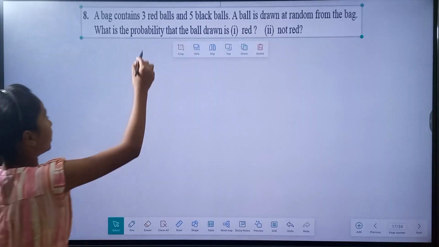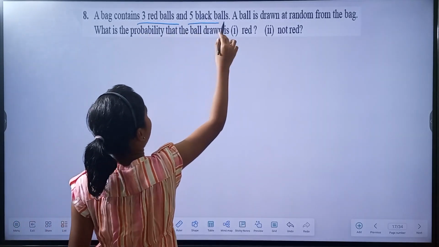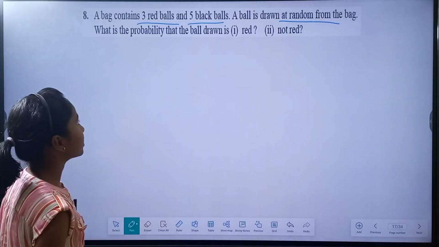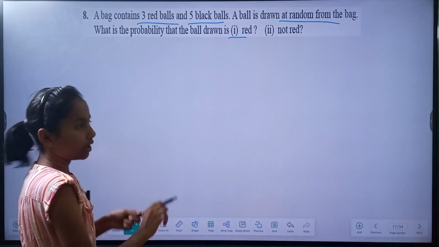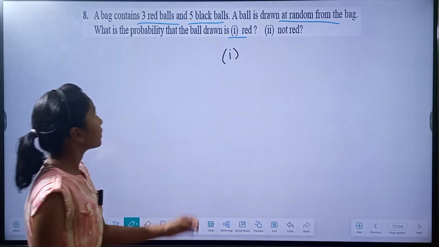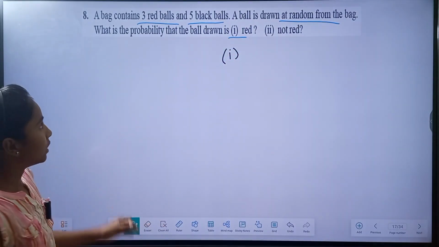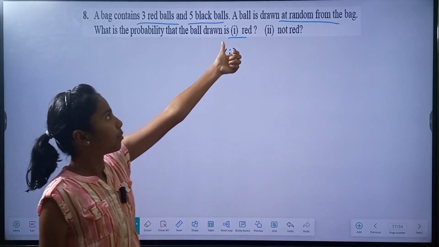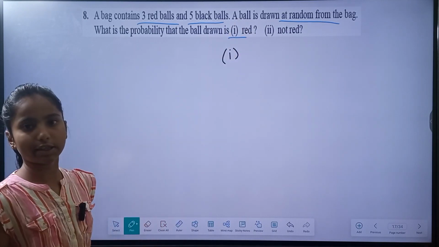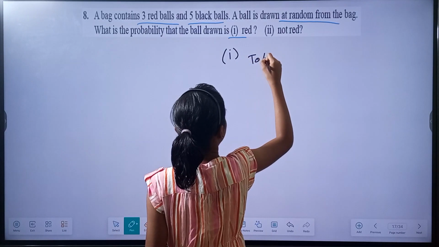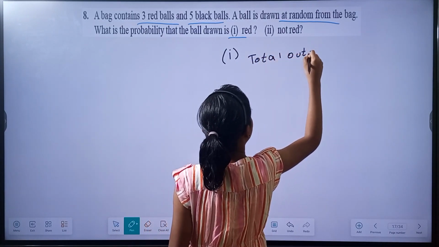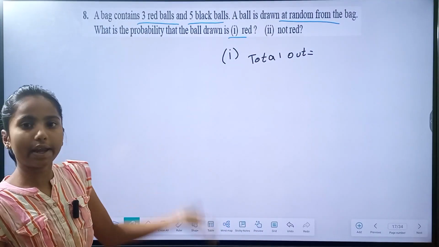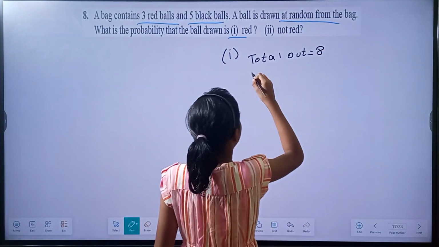Okay. A bag contains 3 red balls and 5 black balls. A ball is drawn at random from the bag. What is the probability that the ball drawn is red? So in the bag there are 3 red balls and 5 black balls, and a ball is drawn at random. First let us write the total outcomes. There are total 8 balls, and taking one ball out at random is 8 ways. So total outcomes 8.